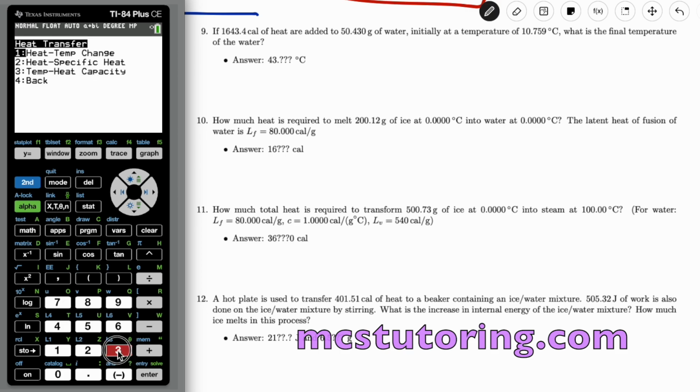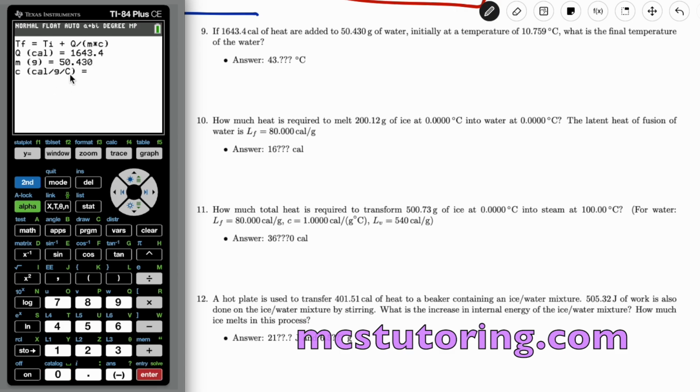That's option 3. And then we're going to choose. Now, I know a lot of you guys are going to be doing joules, but there's also a calorie option for this. So I'm going to go calories here. And then for Q, the calories added is going to be 1643.4. And then the mass in grams is going to be 50.43. You can just put 0.43 or 0.430. Either way is cool.